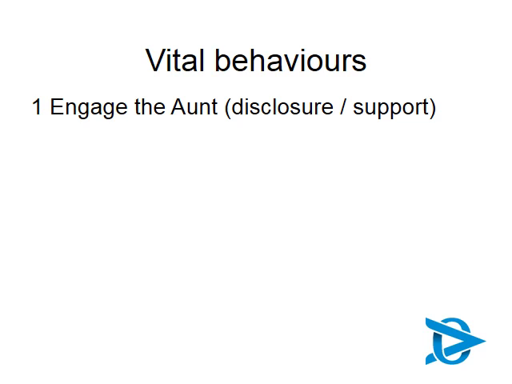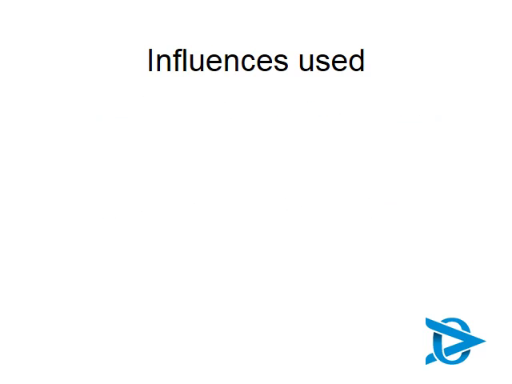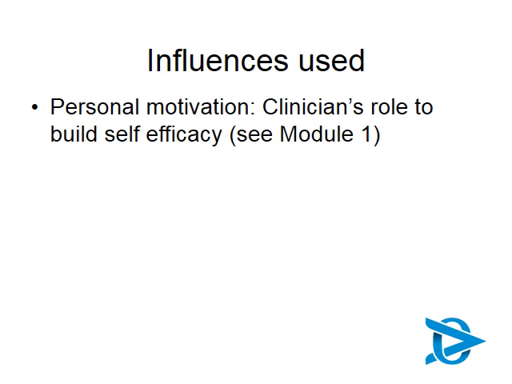Firstly, everything here hinges on the relationship with her aunt, and engaging the aunt is a positive force in her life. She not only needs to disclose to the aunt, but also needs to clarify with her aunt her views on ARVs. But we also need to strengthen Thandi's self-efficacy to take personal responsibility for taking her treatment. By using the 6 influences as a structure, we identify some specific actions that can support these vital behaviors.